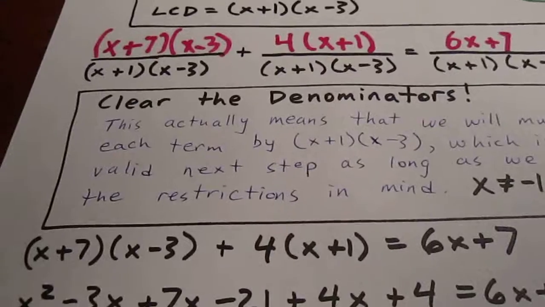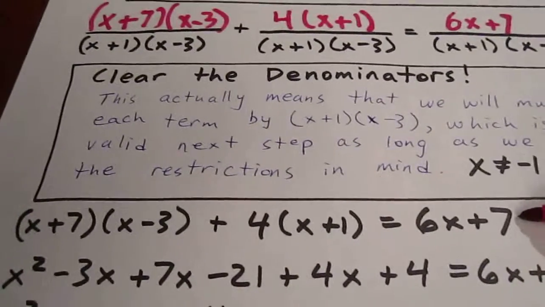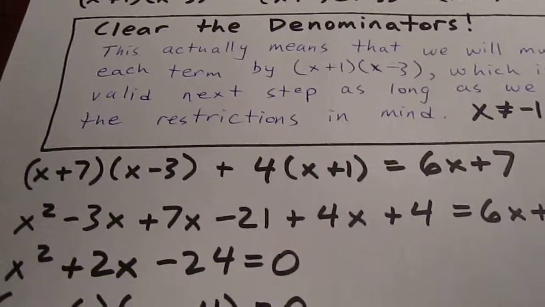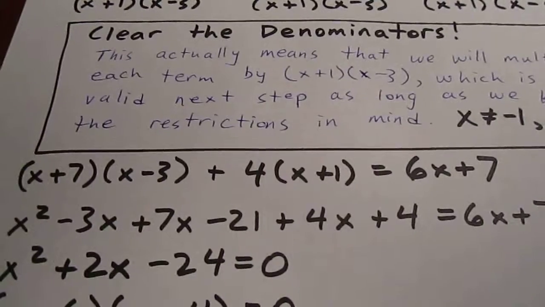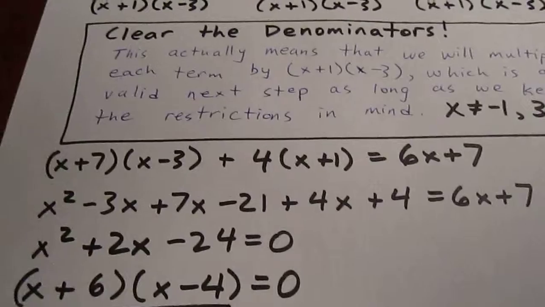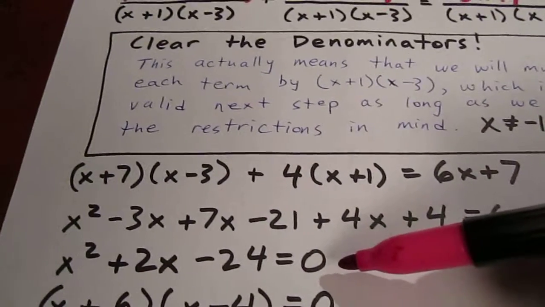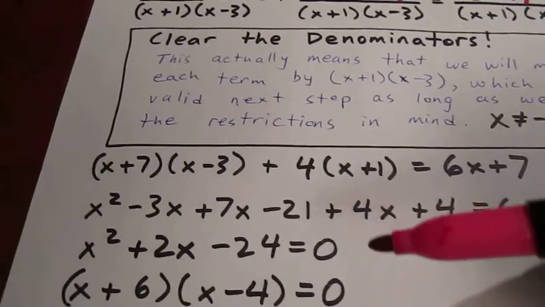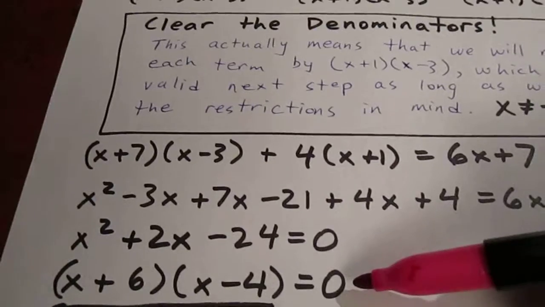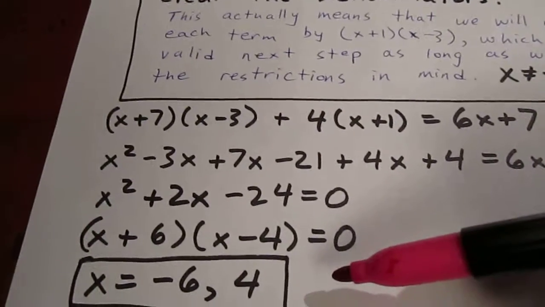So we restate (x + 7)(x - 3) + 4(x + 1) = 6x + 7, right there. Then we expand the left-hand side. We collect like terms and isolate and get a 0 on the right-hand side, and we end up with a quadratic of x² + 2x - 24 = 0. We then can factor that to (x + 6)(x - 4) = 0. Solving that will give us x = -6 or x = 4.